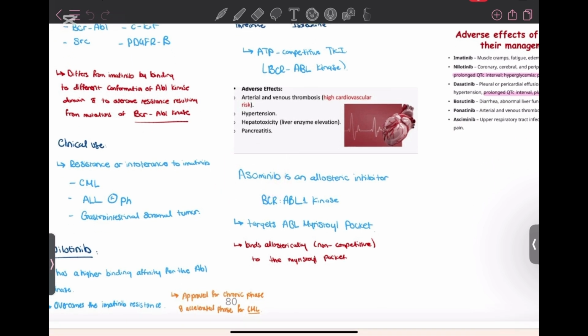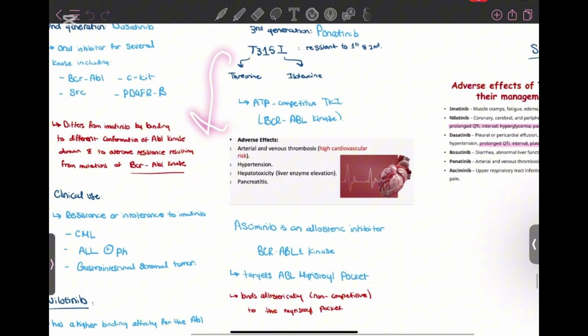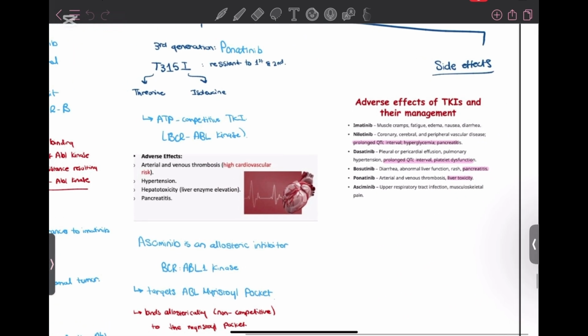Asciminib specifically targets the ABL myristoyl pocket, and it acts on an allosteric site, not on a competitive site. The side effects associated with ponatinib are arterial and venous thrombosis, which carry a high cardiovascular risk, hypertension, hepatotoxicity, and pancreatitis.